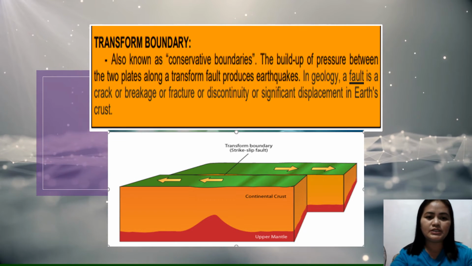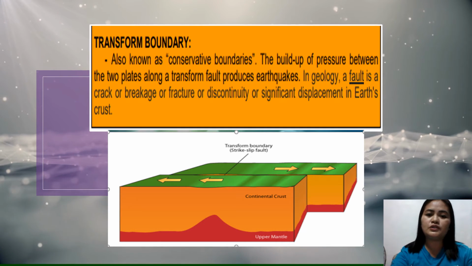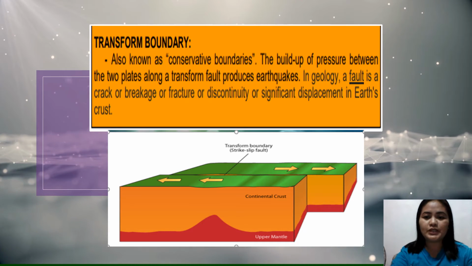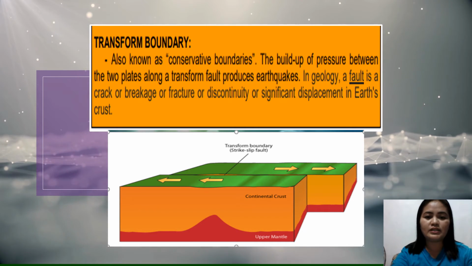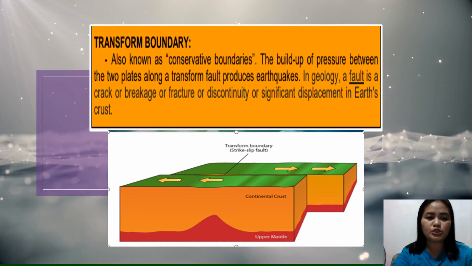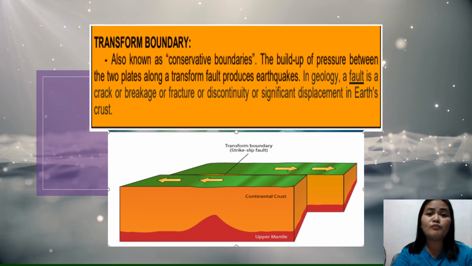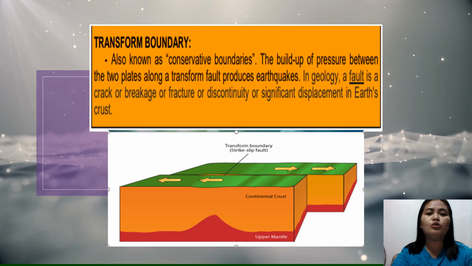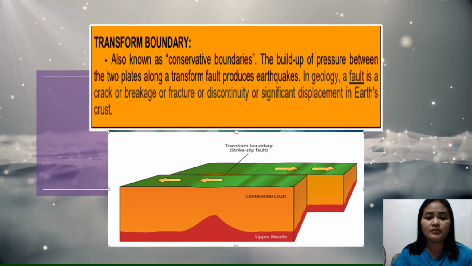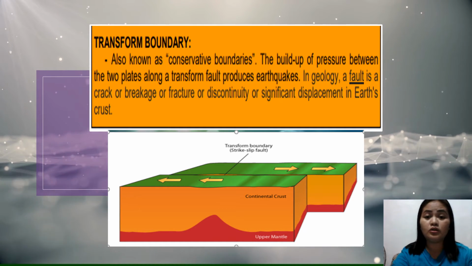The third boundary is called transform boundary. This is also known as conservative boundaries. The buildup of pressure between the two plates along a transform fault produces earthquakes. As you can see in the picture, there is no land formation being created. Sa transform boundary, walang nabubuong anyong lupa, pero nagkakaroon din ng lindol. Siyempre, gumalaw eh. Basta gumalaw at strong enough, you can feel the so-called earthquake.